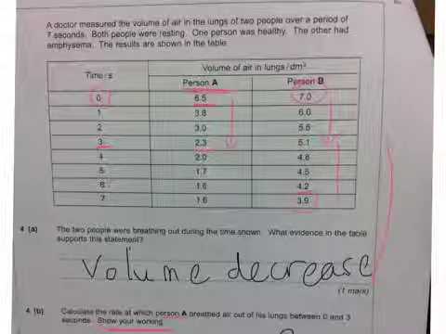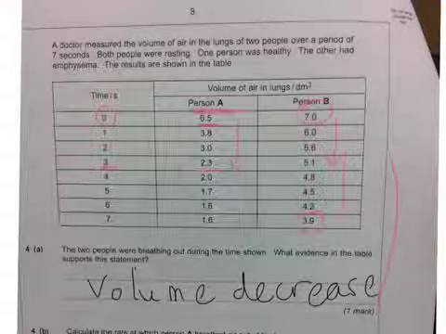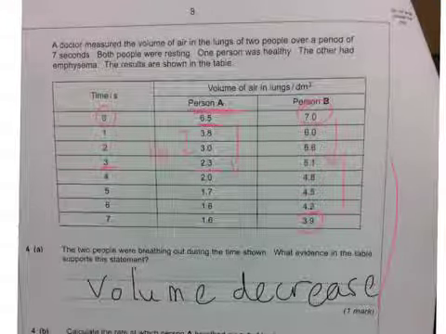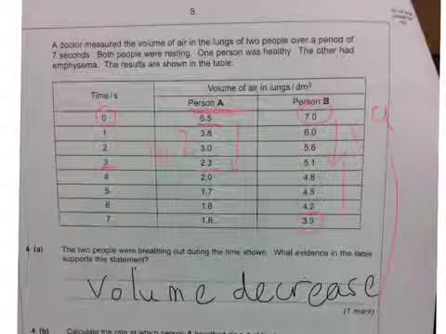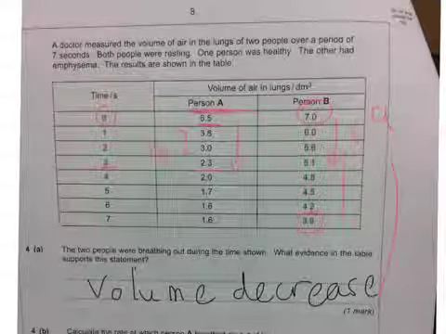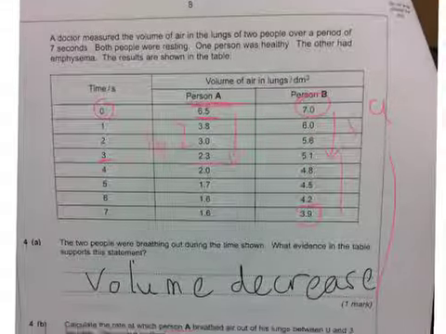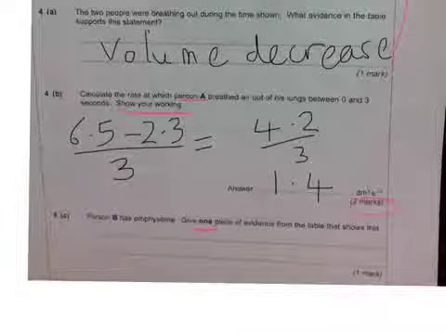So this person over that period of time, 3 seconds, has got rid of 4.2 litres. This person's got rid of 1.9, so therefore the flow rates are much less. So you can say there's less air breathed out, there's more air left in the lungs, or there is reduced air flow rates. And that will give you that mark that's sat just there.